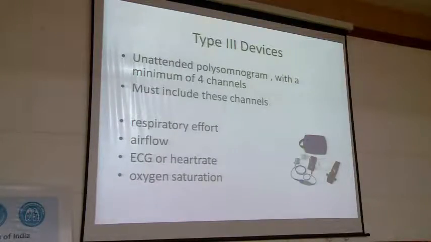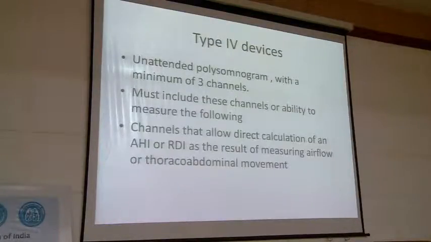And this is the type 3, that is unattended polysomnography. You have to have at least 4 channels in that, and these channels are respiratory effort, airflow, ECG or heart rate, and oxygen saturation. And last is the unattended polysomnography with minimum 3 channels, and it includes the ability to measure the following, like direct calculation of AHI or RDI as a result of measuring airflow and thoracoabdominal movement.